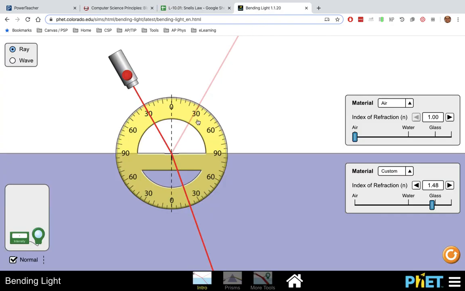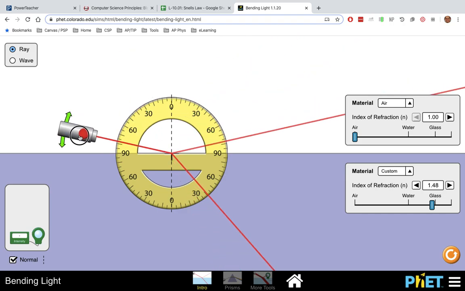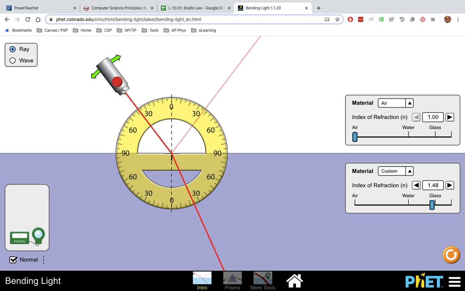Just make sure you're carefully setting the protractor in the right place. Once you set it, you shouldn't need to move it. You can change the angle of incidence. Remember, the angle of incidence is the angle between the normal and the laser beam coming in, and the angle of refraction is the angle between the normal down here and the light beam that is bent, the refracted light beam. Okay? So that's going to be your lab for today.